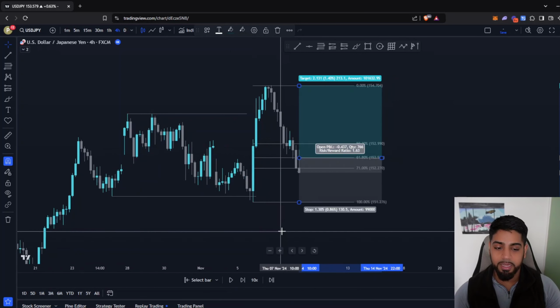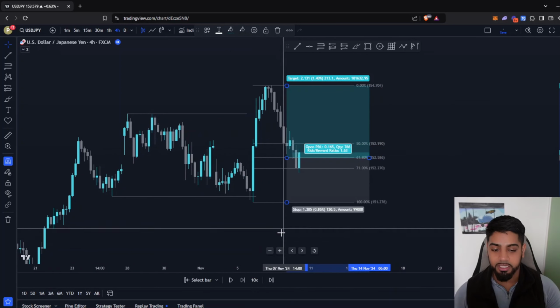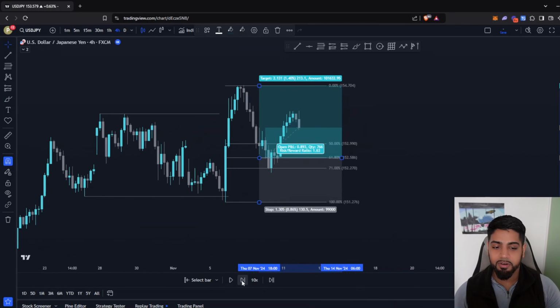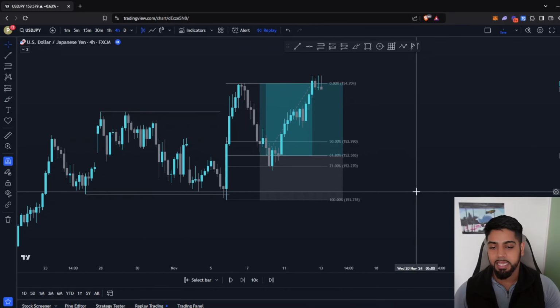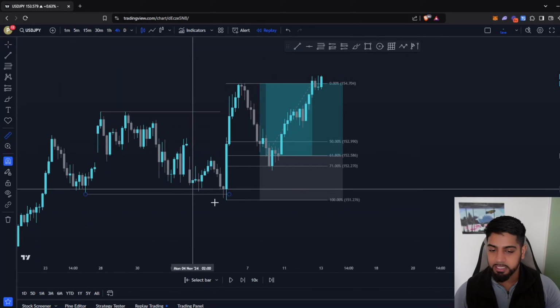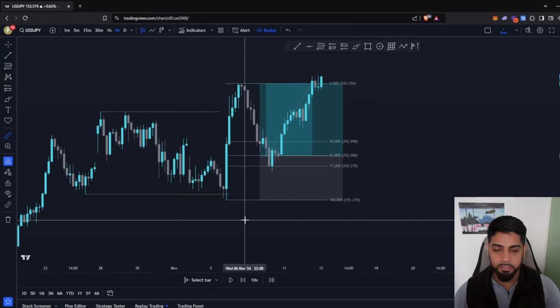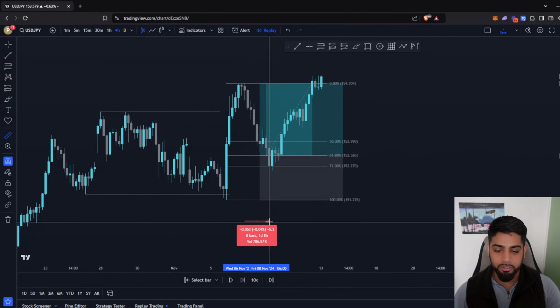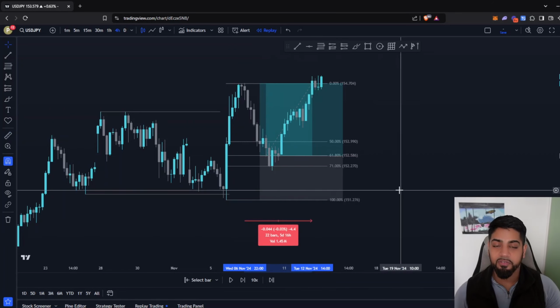So if I play price on, we can see that right there we get tapped into this trade, and then eventually price goes to the take profit. Altogether, from the point we saw the reversal to our entry, this trade took about 1 day and 8 hours, and altogether it took 5 days for this trade to hit our TP.